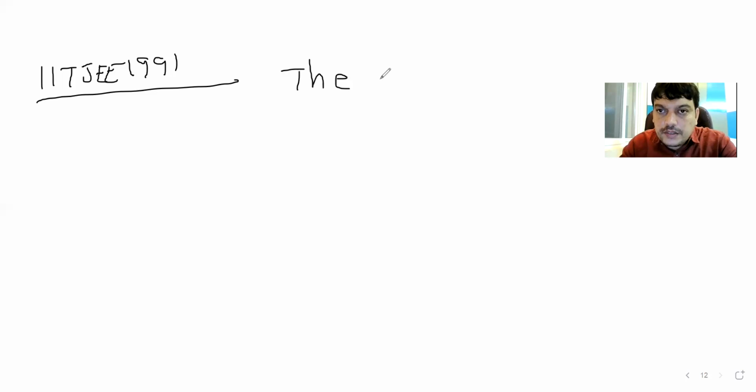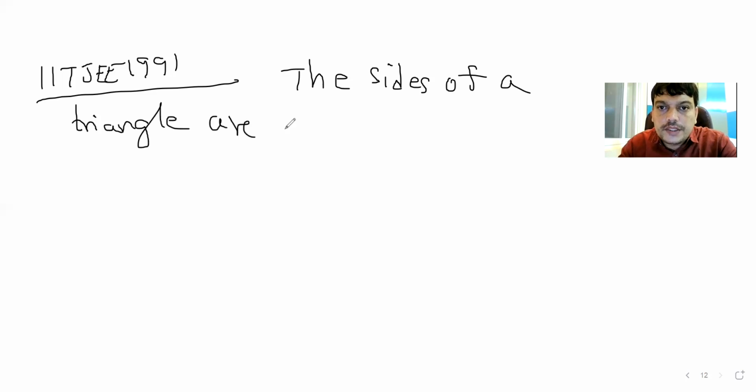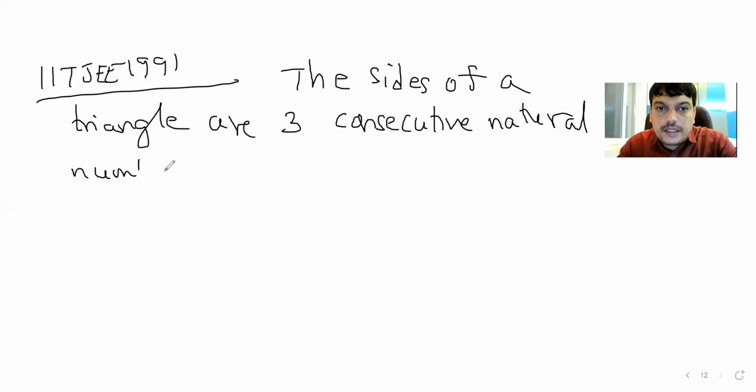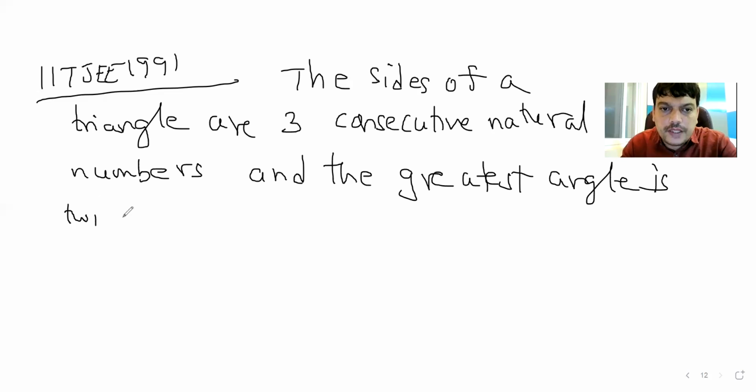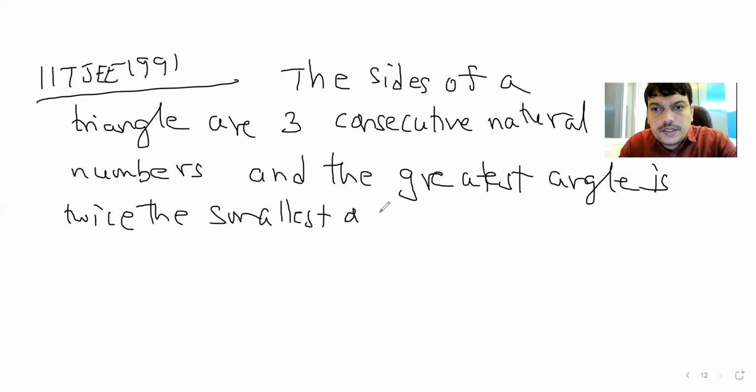The sides of a triangle are three consecutive natural numbers, and the greatest angle is twice the smallest one. This is the result given. The question is: find the sides of the triangle.